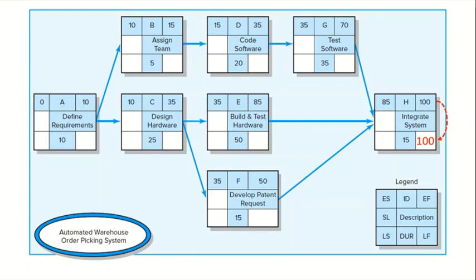The backward pass is similar to the forward pass. You need to remember that you subtract activity times along each path, starting with the project end activity. You carry the LS value to the preceding activity to establish its LF. Continue subtracting activity duration from each late finish time to get the late start time of a certain activity.